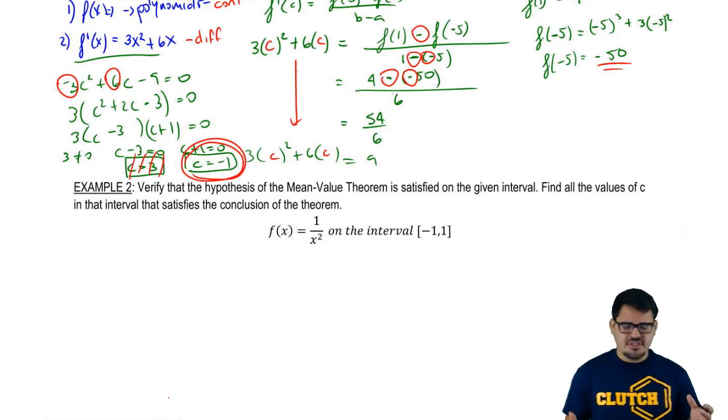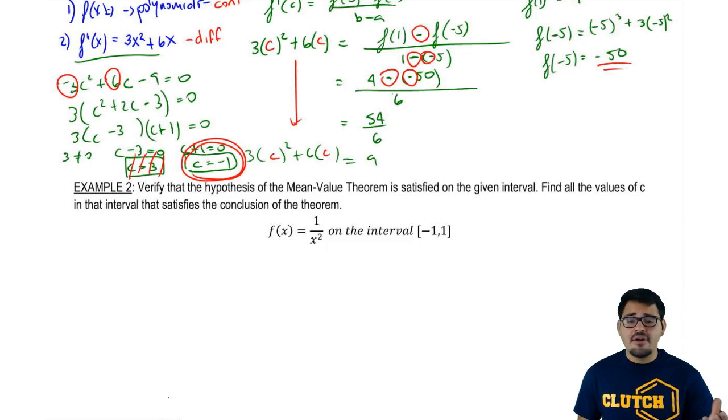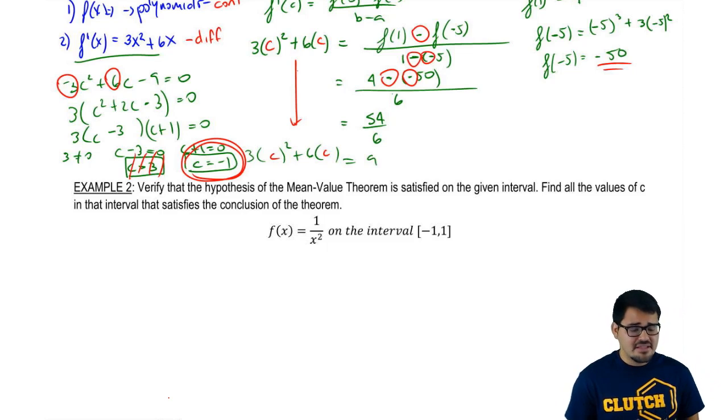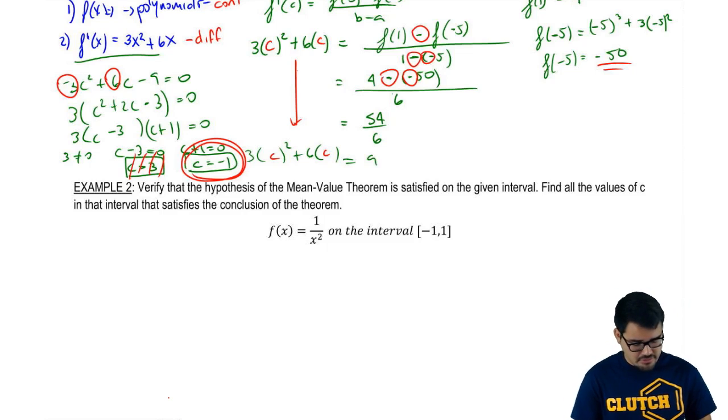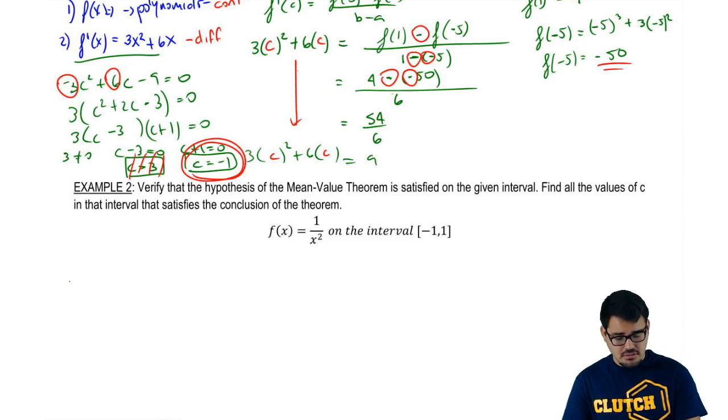So we're going to start off this question the same way. Verify the hypothesis of the mean value theorem is satisfied. Cool. I don't know what that means. That just means do 1 and 2, which means am I continuous? Am I differentiable, right? So let's go with the first one, which says, is f of x continuous?